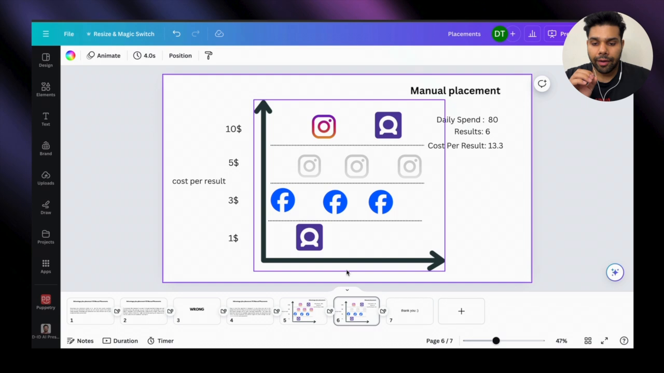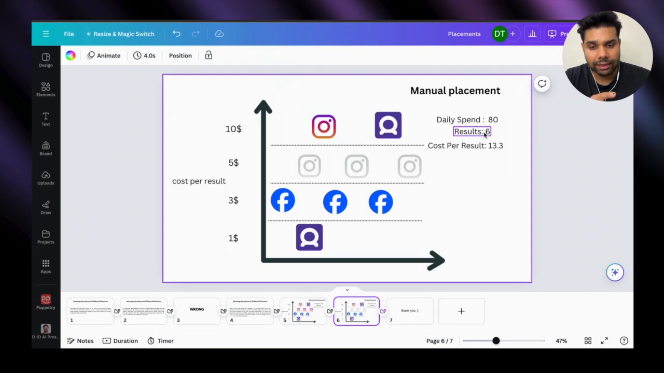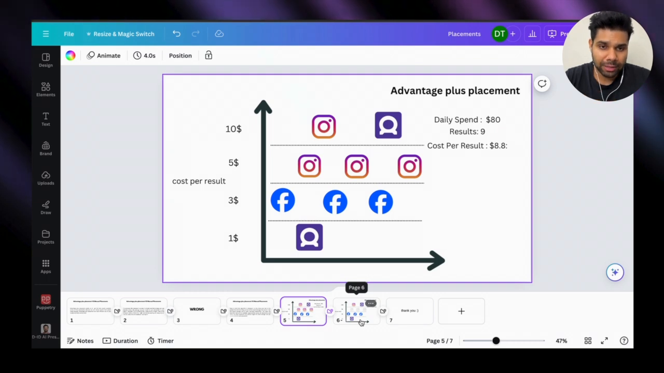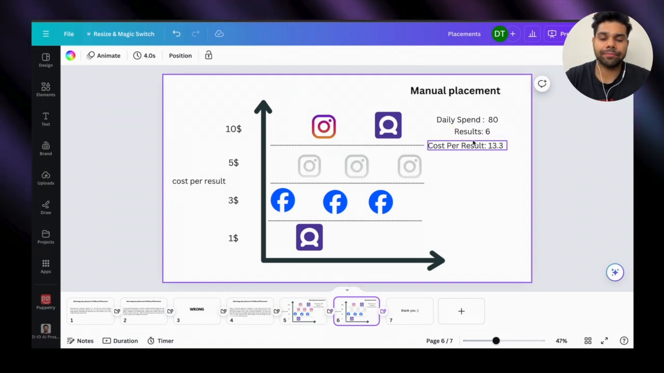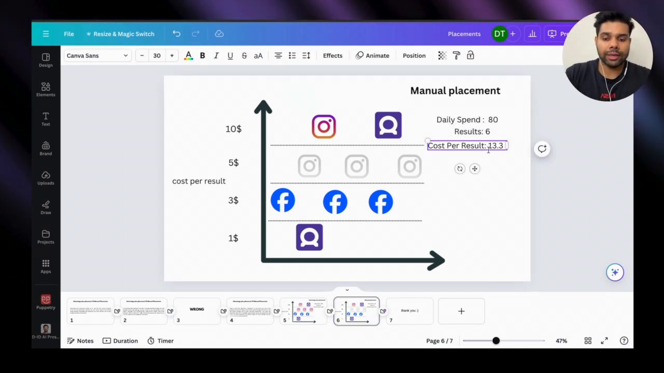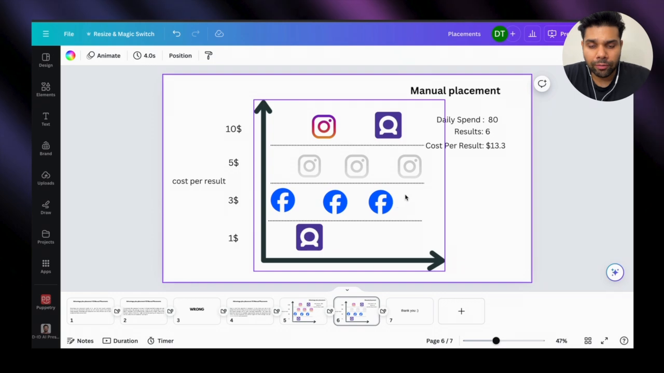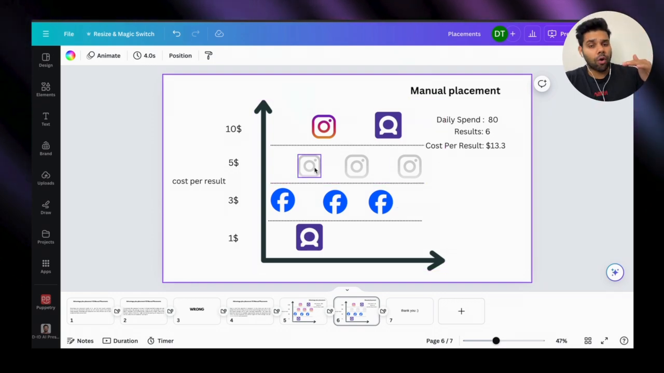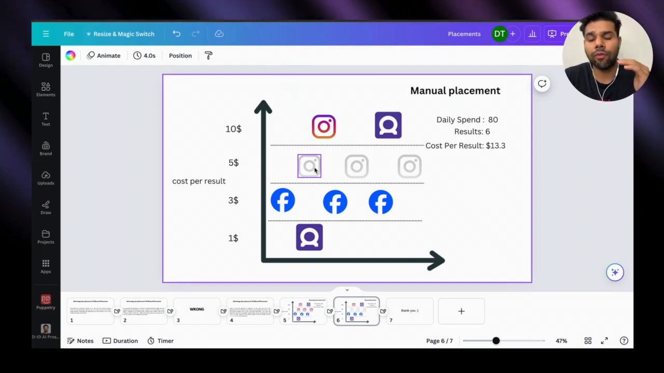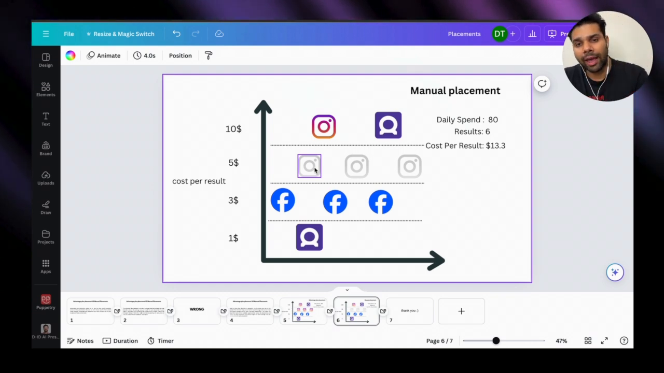Once we removed these placements, we got fewer results. Previously we got 9 results, and with manual placements here we got 6 results, and our cost per result increased by about $5. Previously it was $8, now it is $13.3. Facebook was not able to get results, so it lowered the volume of sales and increased the cost per result. This is the downside of using manual placements in conversion campaigns.